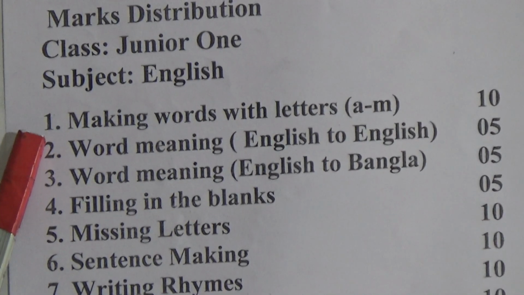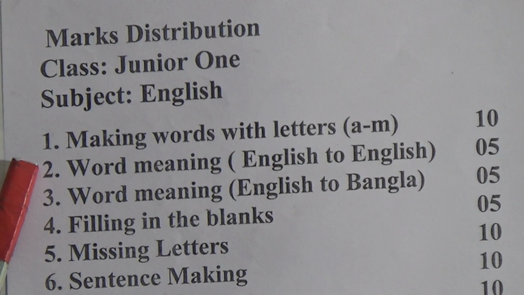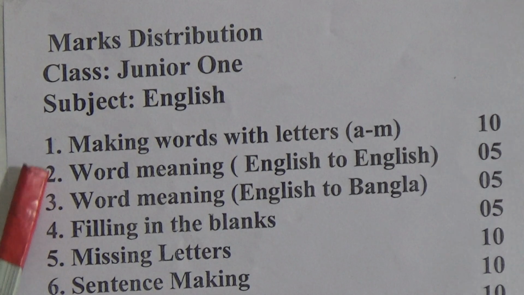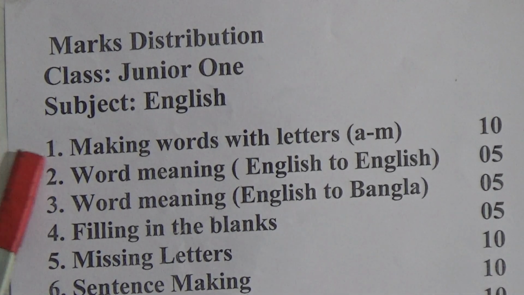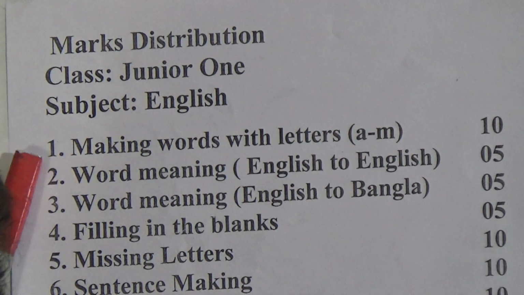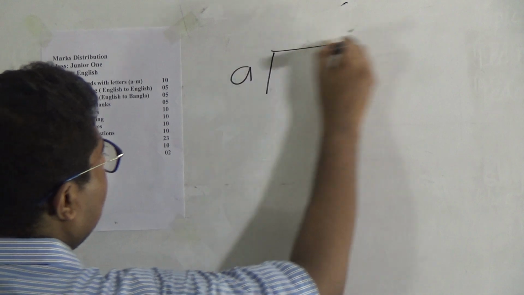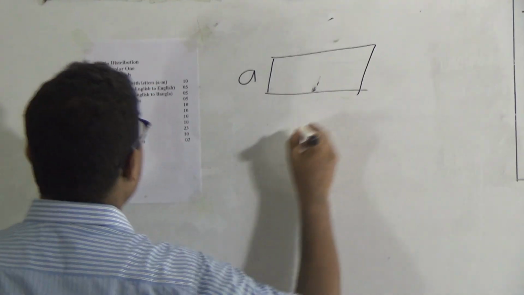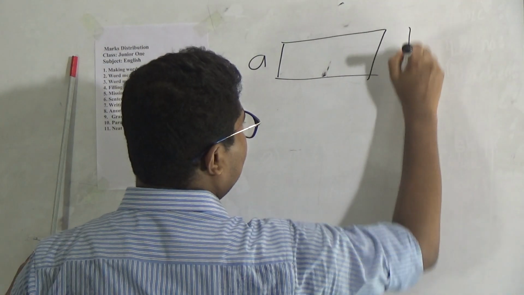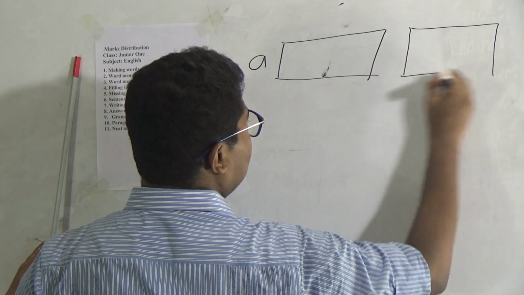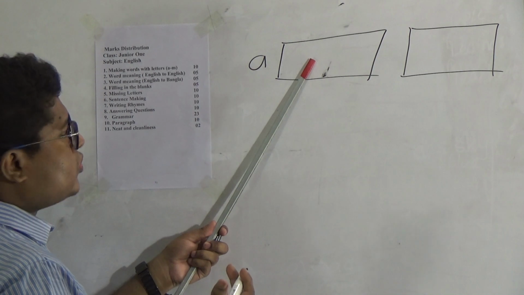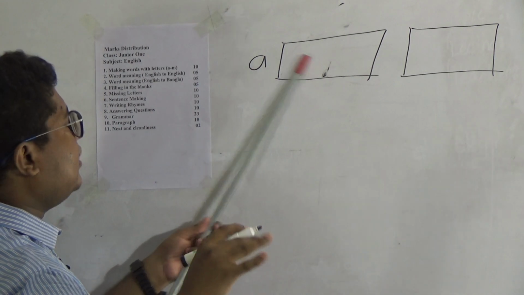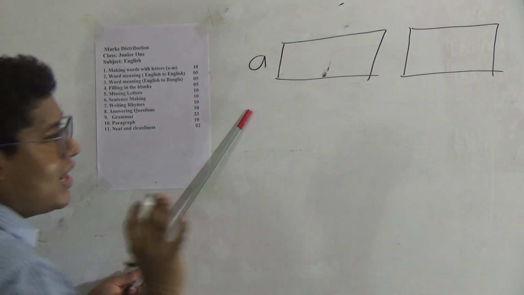Number 1, making words with letters. Remember, 10 marks. Remember one thing: you do not need to pick up the words in the exam. In the exam, there will be words like this. There will be a box like this. So for making words with letters, there will be two boxes. The box will be bigger in your exam script so that you can write very carefully. You will write only the answer like this.